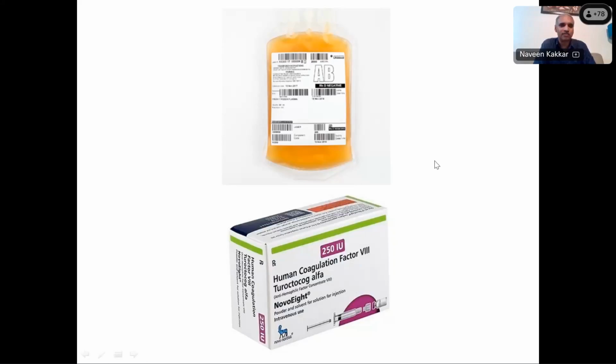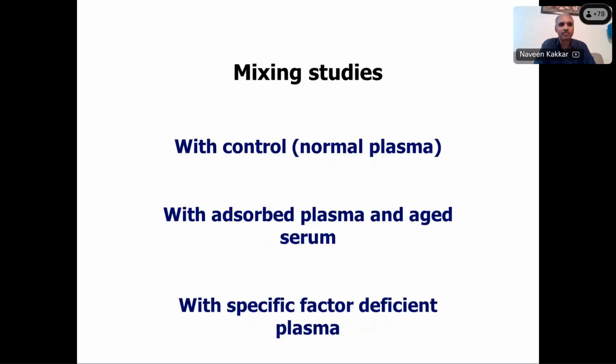In olden times, a lot of hemophilia patients were on FFP therapy without knowing which factor was deficient. Now it is important to decide which factor is deficient and then treat accordingly. So, mixing studies: I'll give you 3 steps. The first step we've already explained: mix with control plasma. If your aPTT comes back to normal, it's a factor deficiency.